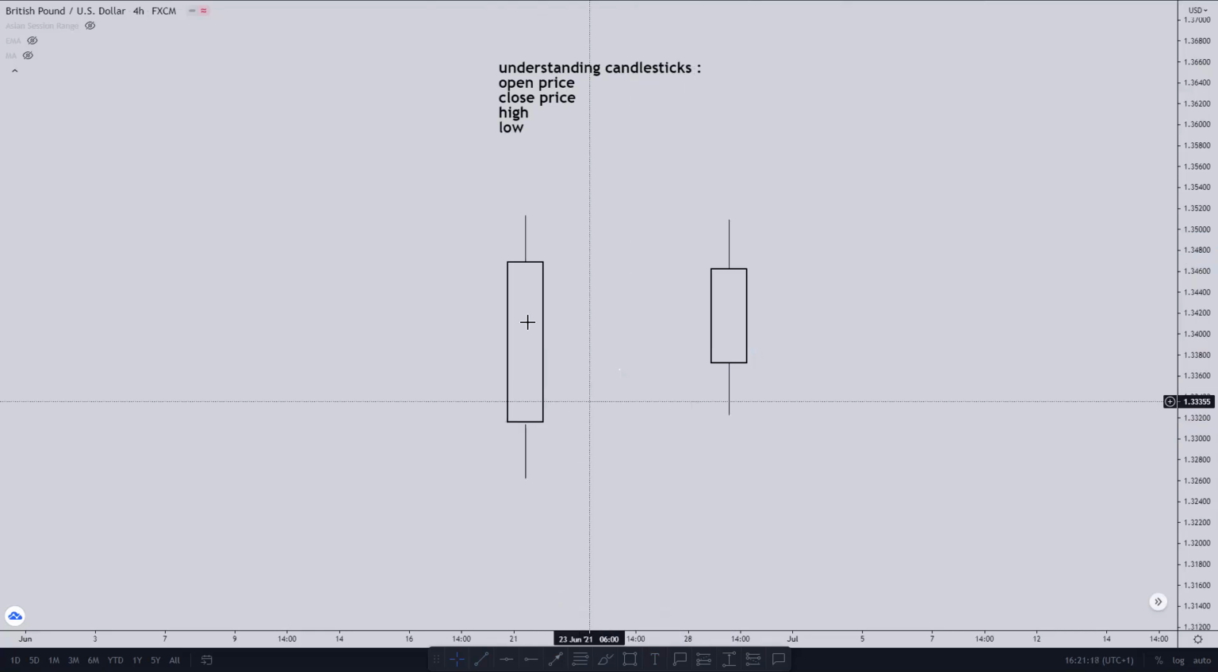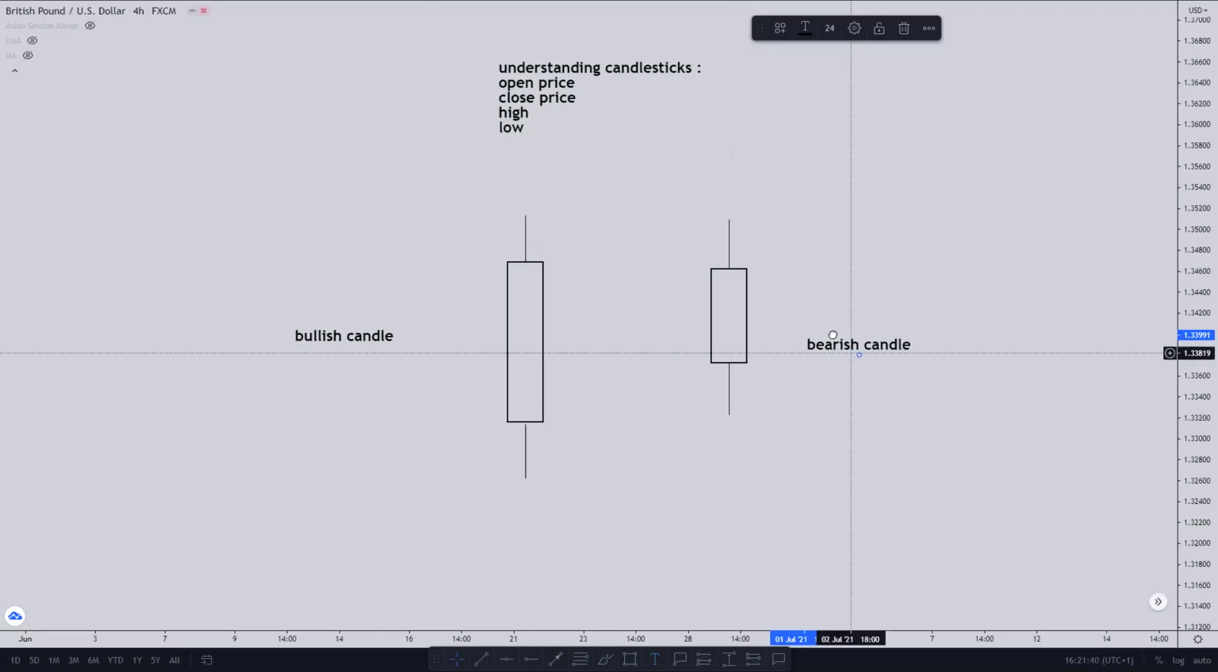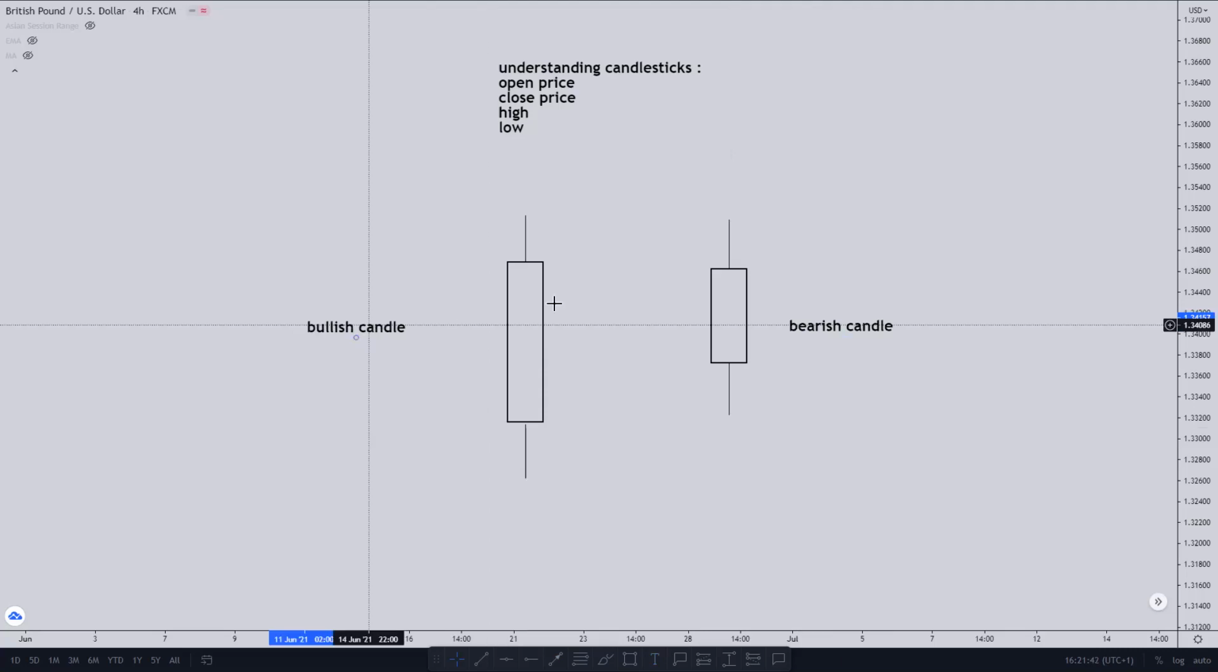Okay. So let's say this is a bullish candlestick. It's gonna be a bullish candle. What's bullish? Bullish candle. Bearish candle.